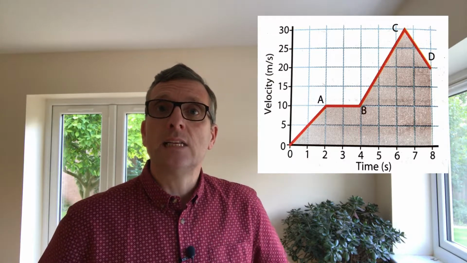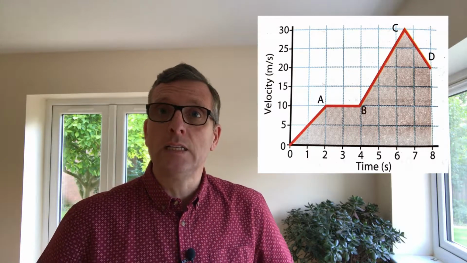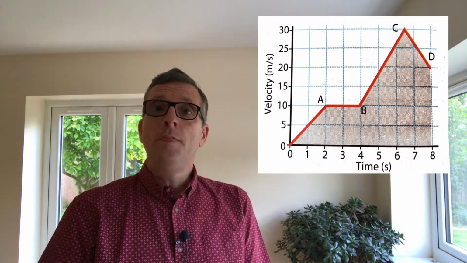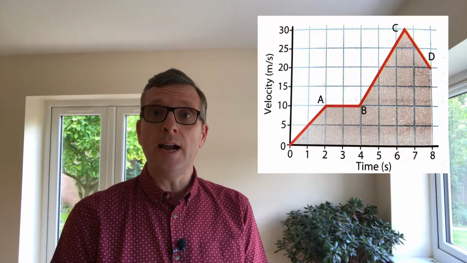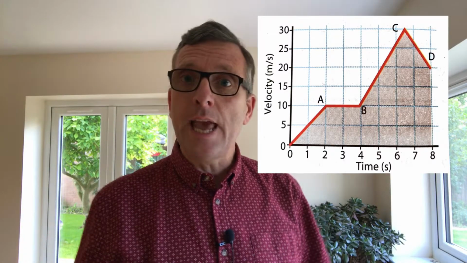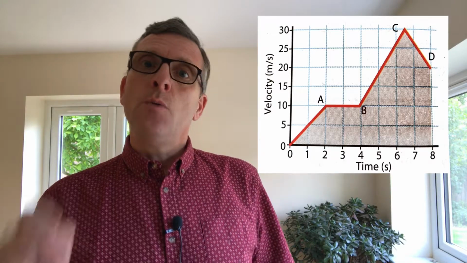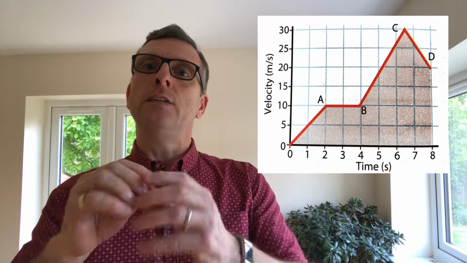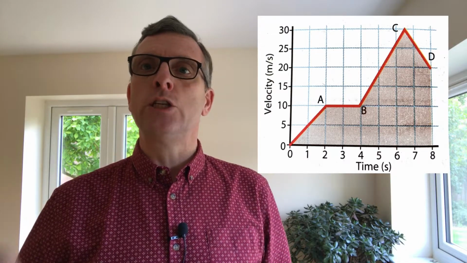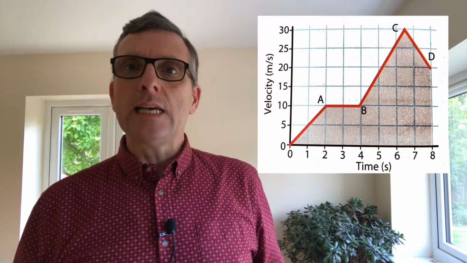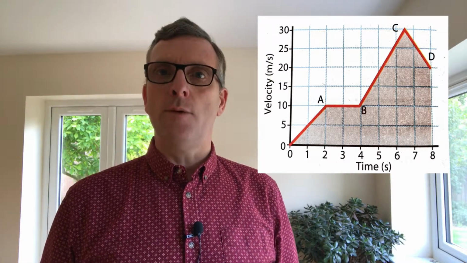From B to C, the acceleration is 20 metres per second divided by 2.5 seconds, equaling 8 metres per second squared. The distance can be calculated by dividing the area under the line into a rectangle and a triangle, calculating the areas of each and adding them together. We therefore see that it's 10 metres per second multiplied by 2.5 and 20 metres per second multiplied by 2.5 but divided by 2. Add those two together and that gives us a total distance the car travels of 50 metres.